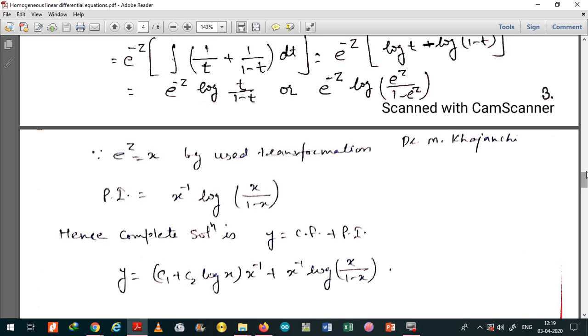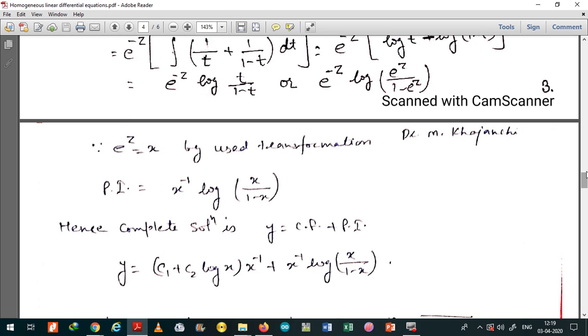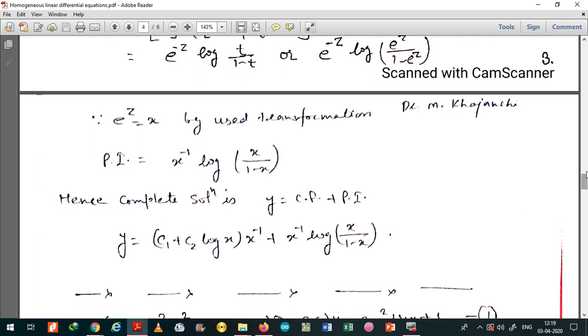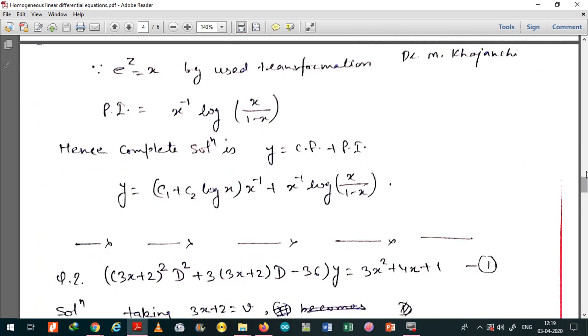Hence the complete solution is given by y = CF + PI, and CF is c1 + c2 log x inverse, and PI is x^(-1) log(x / (1 - x)). So y = (c1 + c2 log x) x^(-1) + x^(-1) log(x / (1 - x)).